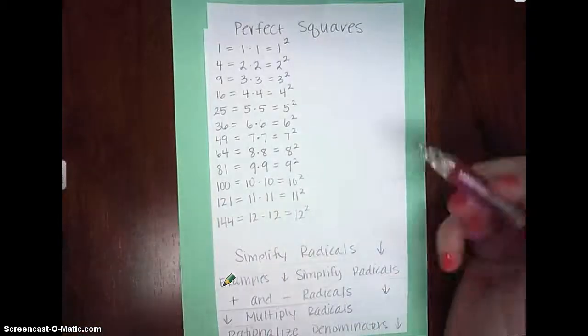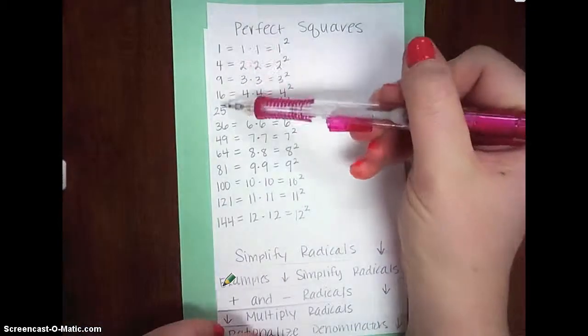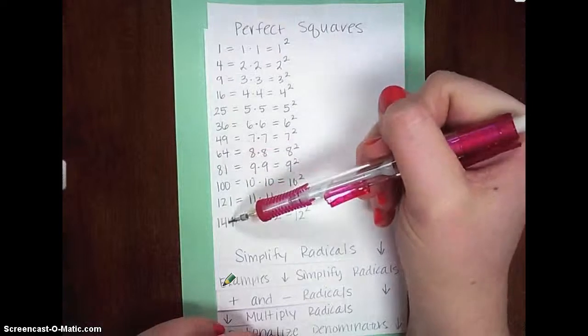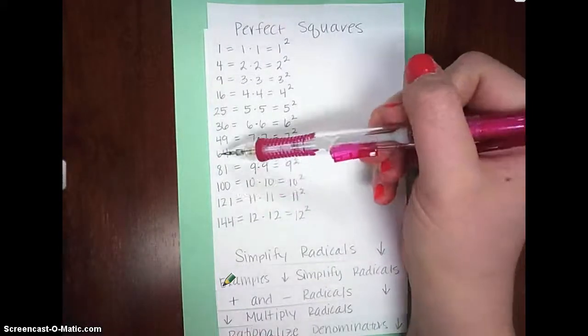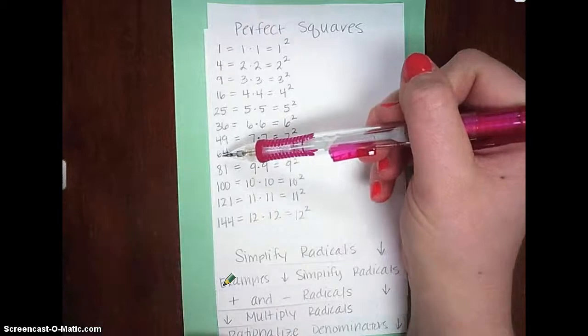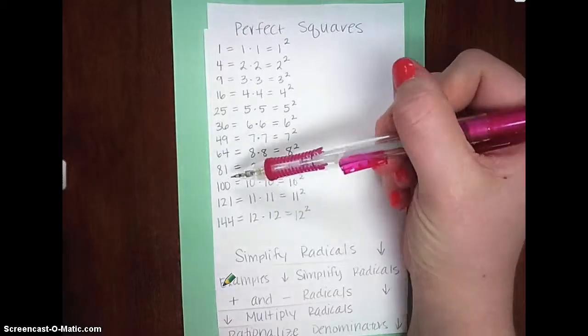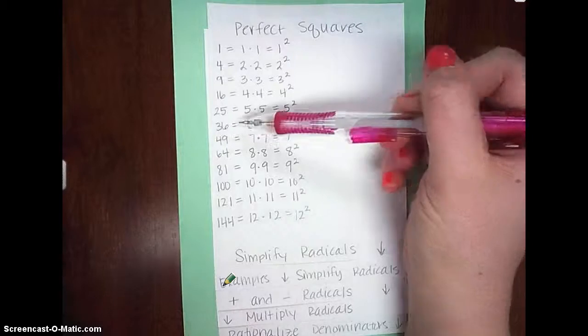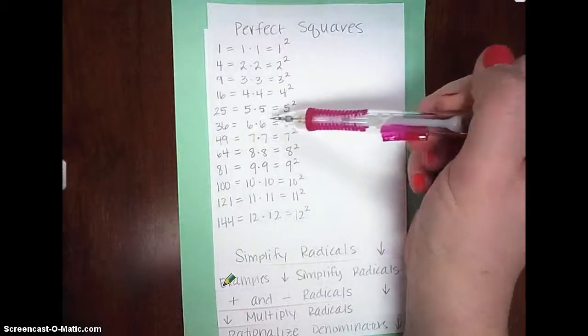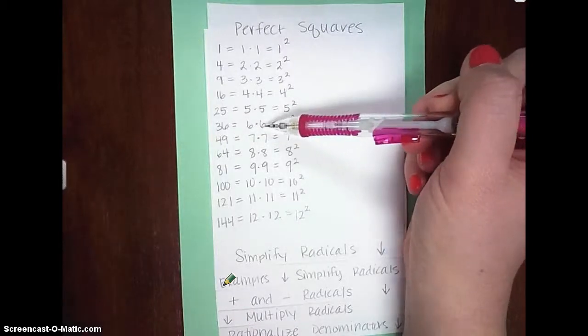So you want to get used to seeing these numbers here on this list. And the reason is, especially when you get to Algebra 2, you need to be able to recognize, oh, that's a perfect square when you look at this list. So if I say the number like 45, well, 45 is not a perfect square because I can't do the same number and multiply it to get 45.